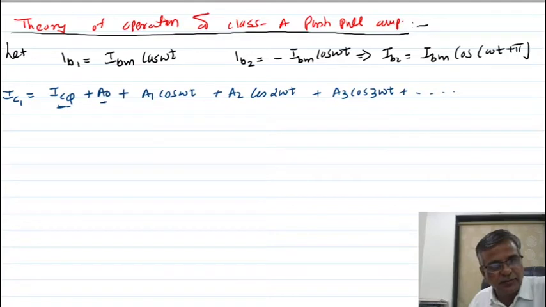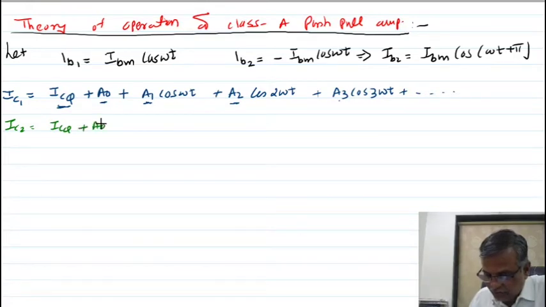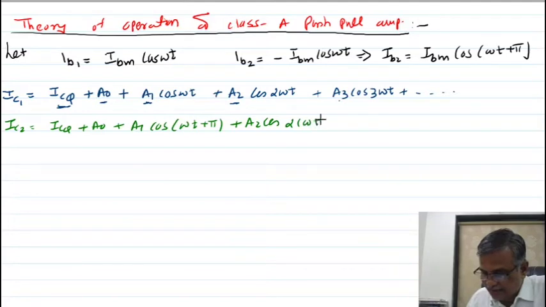There is an extra DC component. There is a value of the current at the fundamental frequency. There is a value of the current at the second harmonic. There is a value of the current at the third harmonic. Similarly, I can write IC2 is nothing but ICQ plus A0 plus A1 cos, but instead of omega t I should write omega t plus pi, plus A2 cos 2 omega t plus pi, plus A3 cos 3 omega t plus pi and so on.